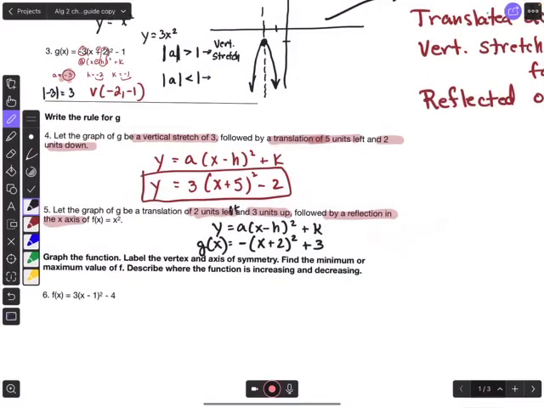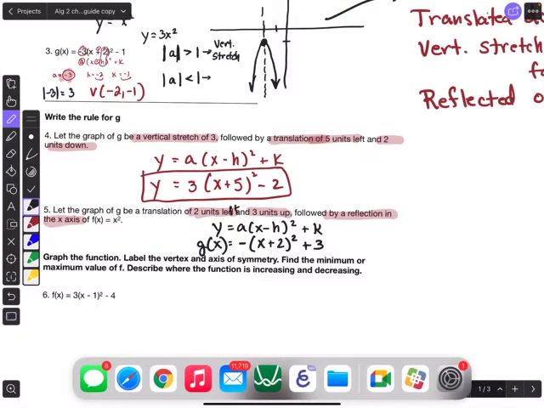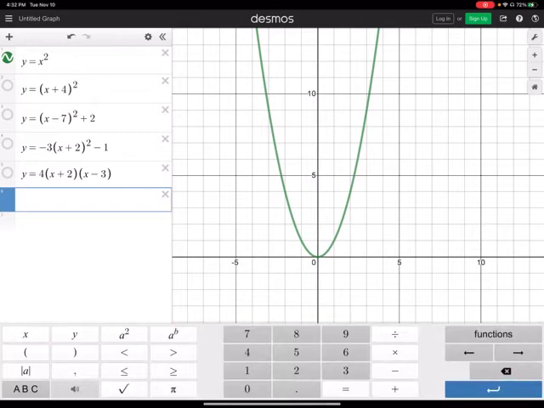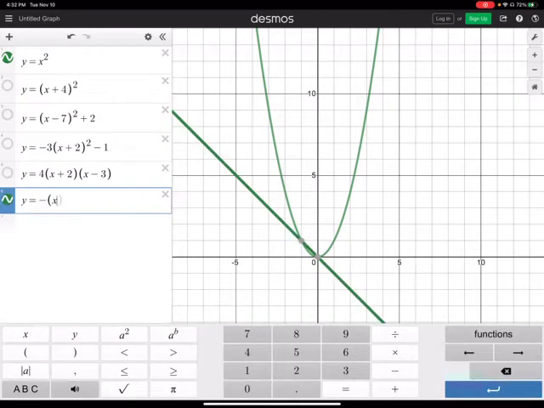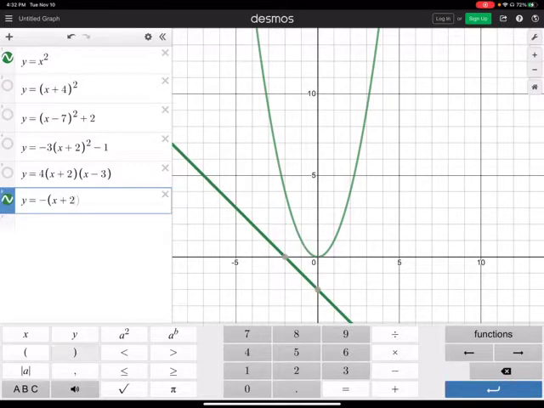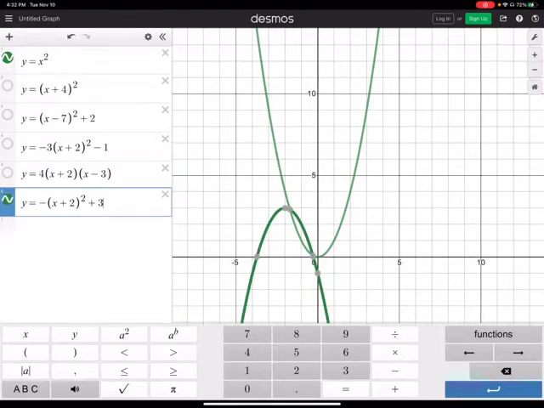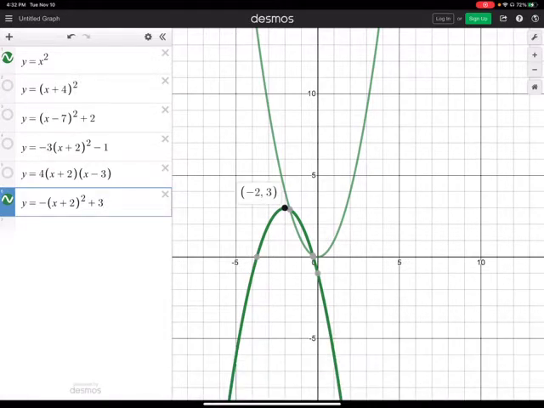Pull up the function we just wrote, x plus 2 plus 3. So I'm going to add a new function, y equals negative x plus 2 squared plus 3. And so is it shifted left by 2 and up by 3? Well, we can see its vertex is left 2 and up 3. Is it inverted? Is it making the sad face? Yes, it is. And we know we're correct.